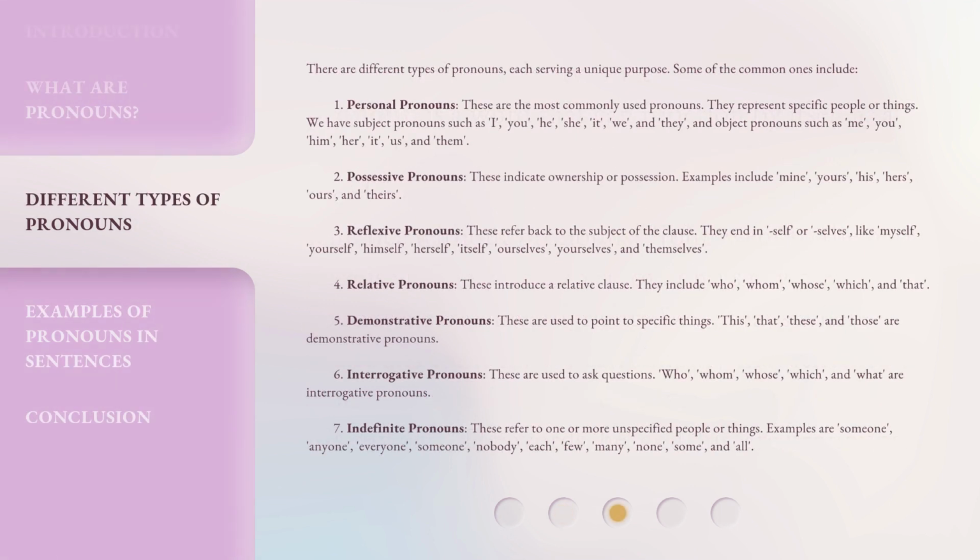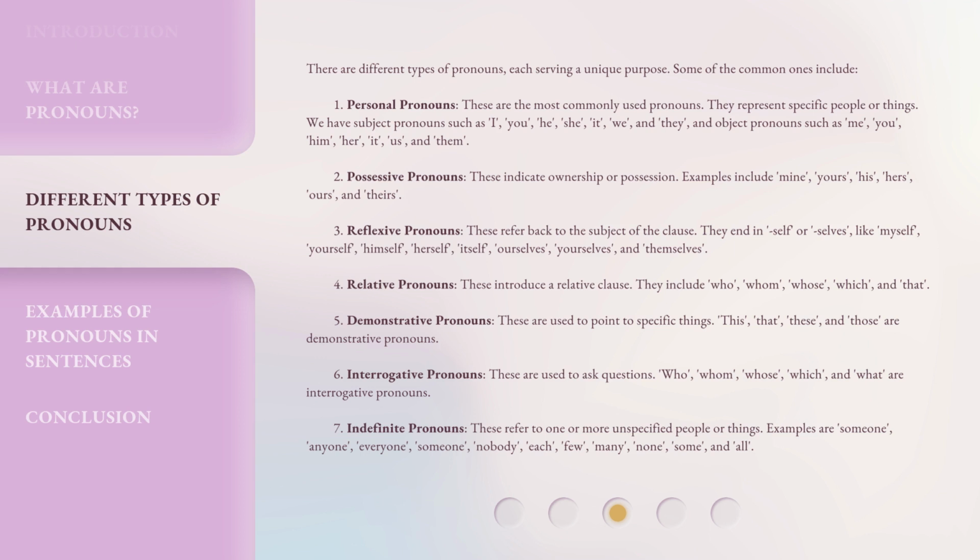There are different types of pronouns, each serving a unique purpose. Some of the common ones include: 1. Personal pronouns. These are the most commonly used pronouns. They represent specific people or things. We have subject pronouns such as I, you, he, she, it, we, and they, and object pronouns such as me, you, him, her, it, us, and them.